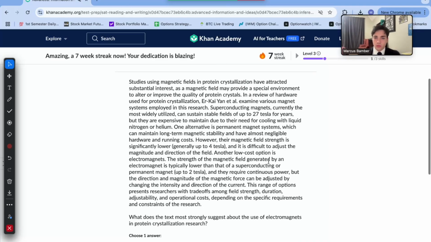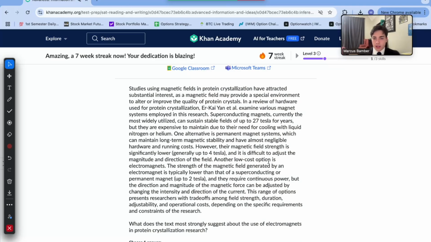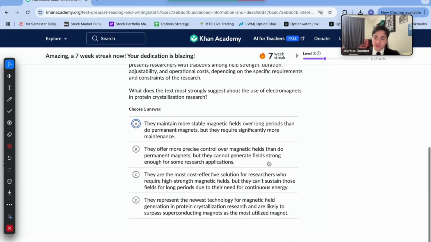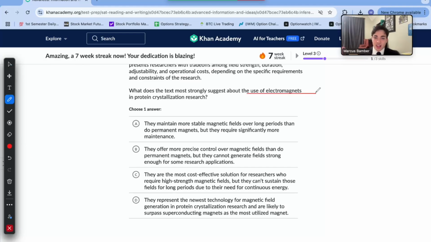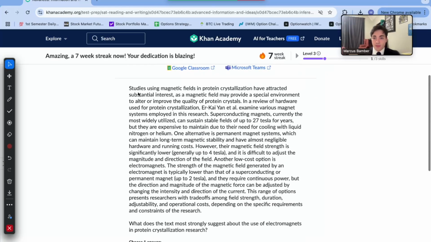Okay. On to the next question here. We have quite a paragraph. Let's take a look at the question before we tackle that. What does the text most strongly suggest about the use of electromagnets in protein crystallization research? All right, use of electromagnets in protein crystallization research. We're going to have to look for those keywords. Let's read through the passage.